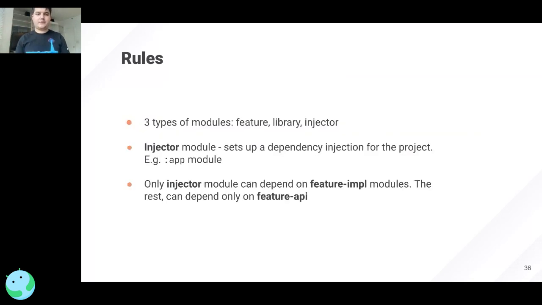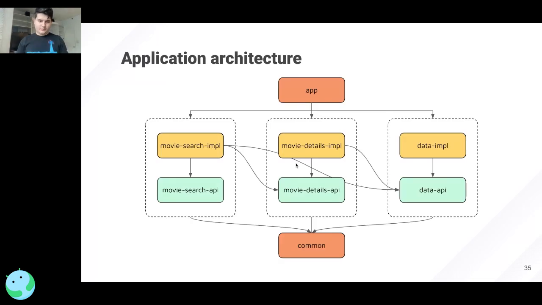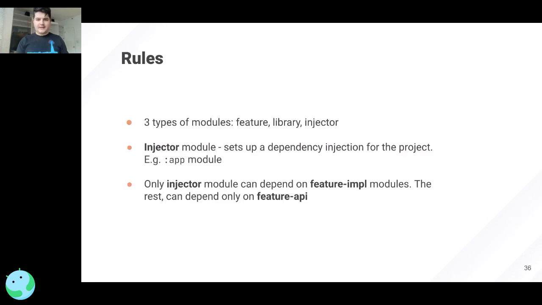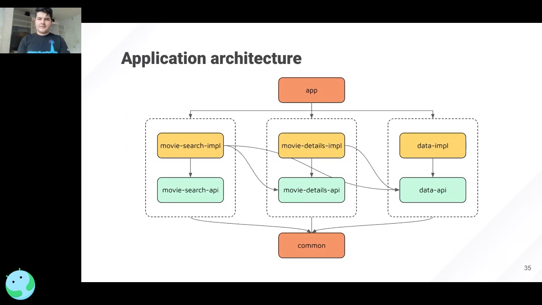Right, but we need to define rules here. So we have three types of modules: feature module, library module, and injector module. The feature module we just discussed, this is something that can be separated into API and implementation. The library module is common, you can see this red bar below. Basically these are just simple Gradle modules that provide some common functions. We can have such modules, it won't harm to have a few of them. We just need to depend on them smartly and not add them as a dependency to each part of the application.